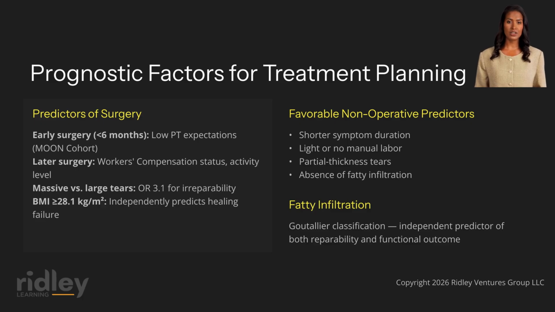Tear size and configuration are critical prognostic indicators. Massive tears compared to large tears carry roughly 3 times the risk of irreparability, a finding that was statistically significant and reliably supported across the available evidence. Fatty infiltration and muscle quality, assessed by the Goutallier classification and occupation ratio of the supraspinatus, are independent predictors of both reparability and functional outcome. A body mass index cutoff of 28.1 kilograms per meter squared independently predicts healing failure in small to medium tears. Shorter duration of symptoms, light or no manual labor, partial thickness tears, and absence of fatty infiltration are all associated with favorable non-operative outcomes.